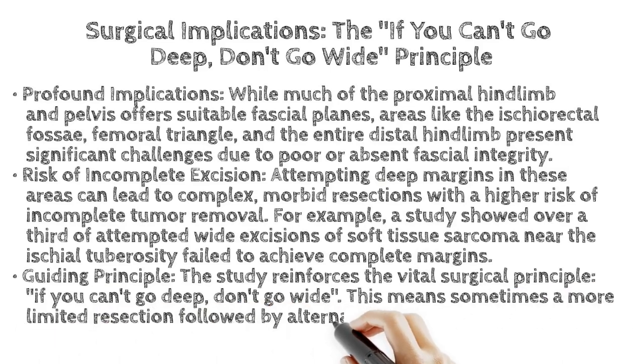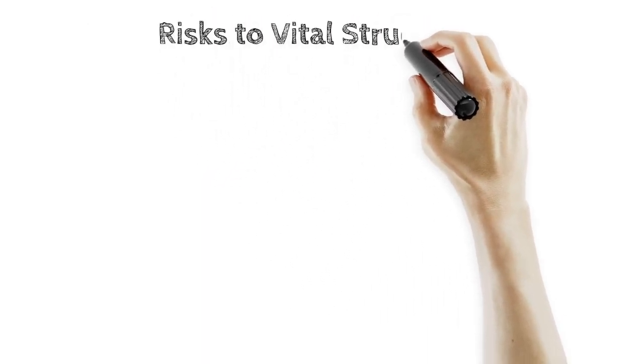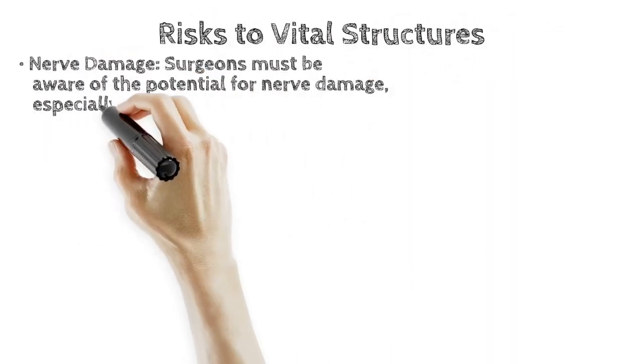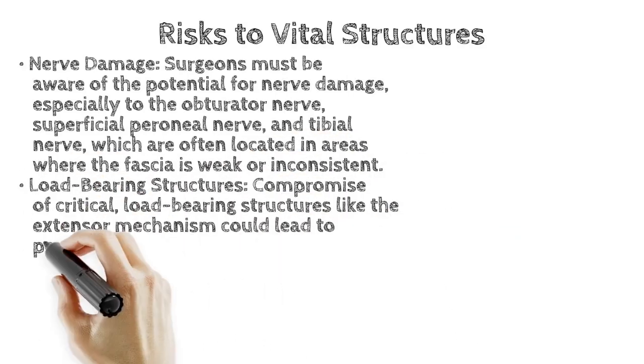The study clearly highlights that while much of the proximal hind limb and pelvis does offer suitable fascial planes for wide tumor removal, regions such as the ischiorectal fossa, femoral triangle, and the entire distal hind limb pose significant challenges due to poor or absent fascial integrity. Attempting to achieve a deep margin in these areas can be complex and risky.